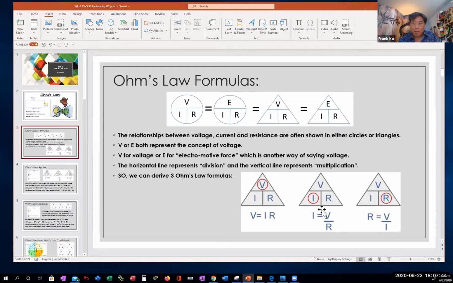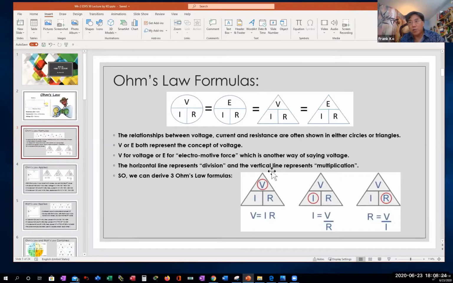In the next triangle, the red ring is around the capital letter I, so we're looking for current. If we're looking for current, I goes on one side of the equation. What's left on the other side? If you cover up the I in your circle, what you have left is V over R, and that's what's shown in this formula: I is equal to V divided by R. In the last triangle, the R has a circle around it, which means we're looking for resistance. R is equal to what's left, V over I.